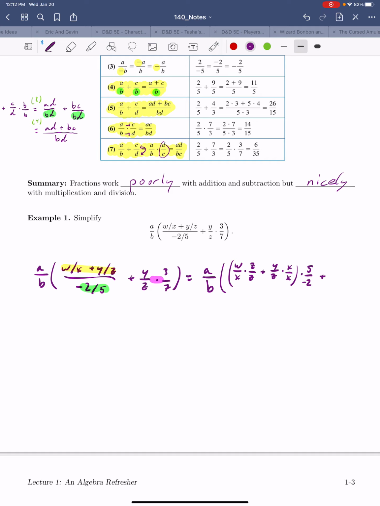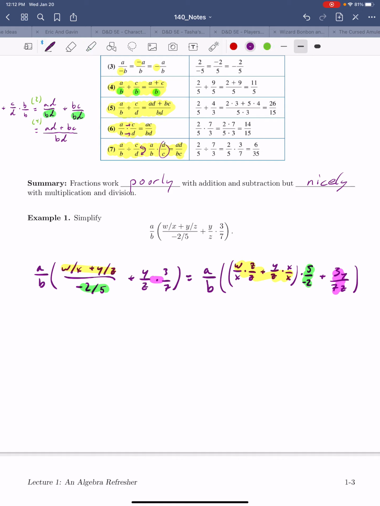And now we can just do this other multiplication straight up, right? That's 3y over 7z. Always put your numbers before your letters. And get that, right? And just to be clear, here is your multiplication. Here is your fraction part, and then here is your division. Okay?